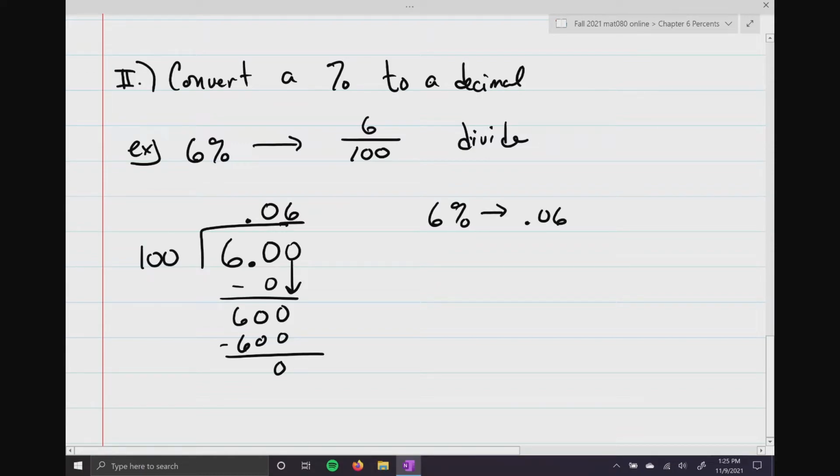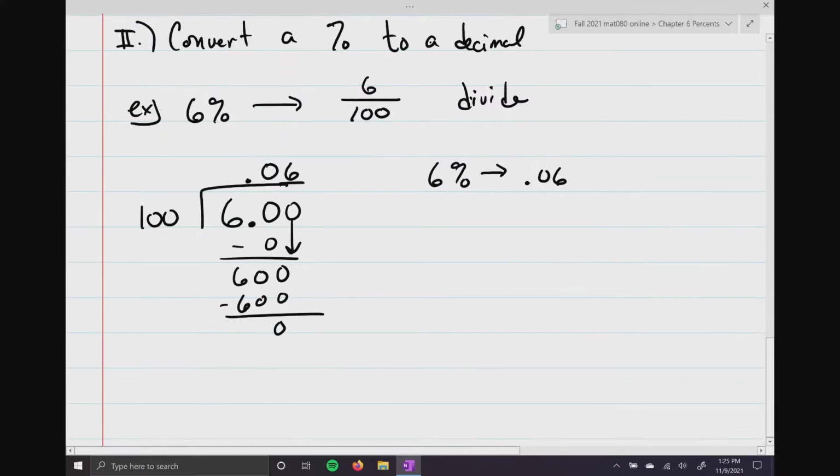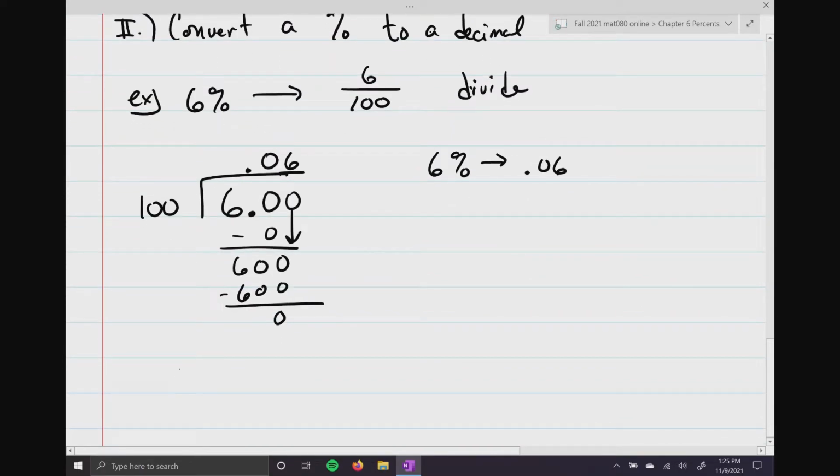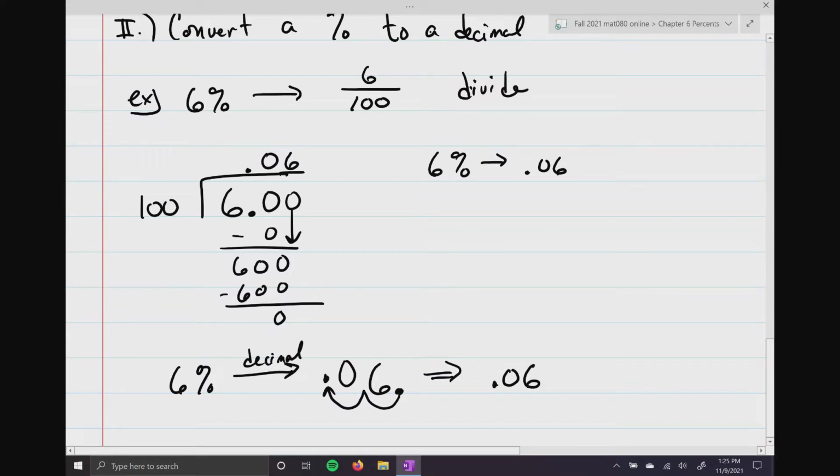But there's a much easier way to do this, okay? And what I'm going to say here is this. Anytime you want to take a percent and convert it into a decimal, just write out the whole number, which is 6. Now it has a decimal on the far right side. And since we're dividing by 100, we're just going to move the decimal point 2 places to the left. Let's put a decimal point and write a 0. So this turns out to be 0.06. And that is the quickest, easiest way to do this.